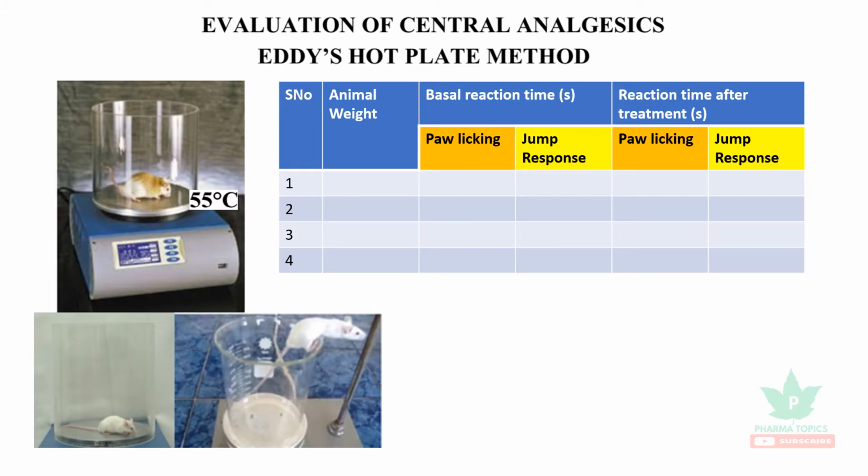So there will be two groups of animals. One is a control group which receives the vehicle, and the test group. When the reaction time increases, it determines its analgesic activity.